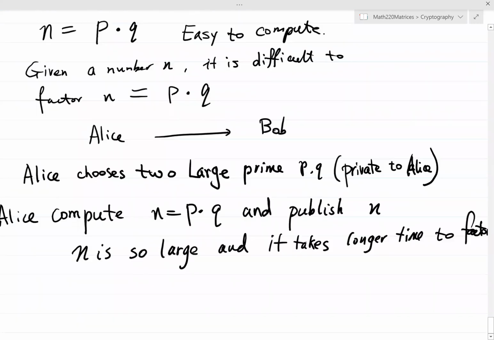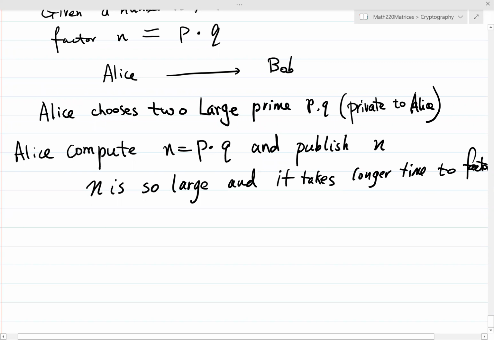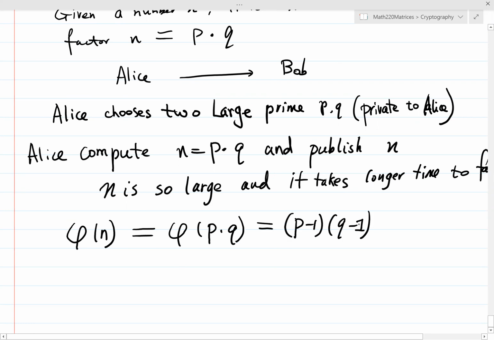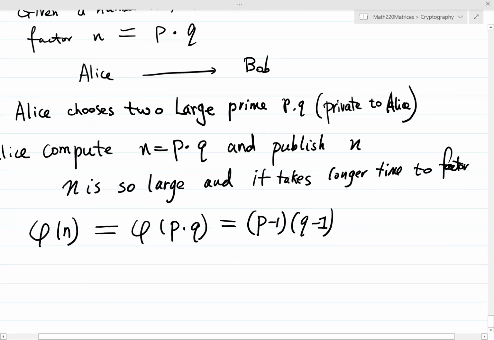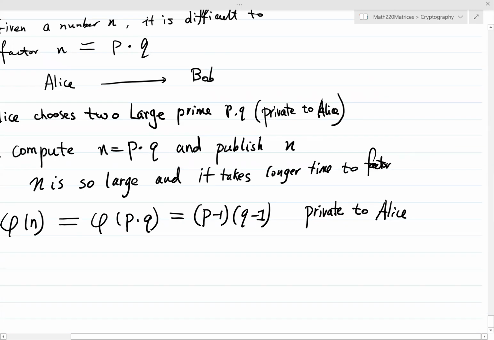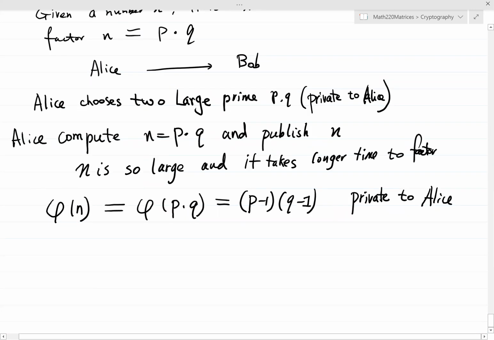Now n is public. Now what is phi n? Phi n we already know. Phi n is phi of p times q, which is (p minus 1)(q minus 1). Now this is private, private to Alice. This is only known to Alice. Bob doesn't know. Even if you have n, we cannot compute phi n.